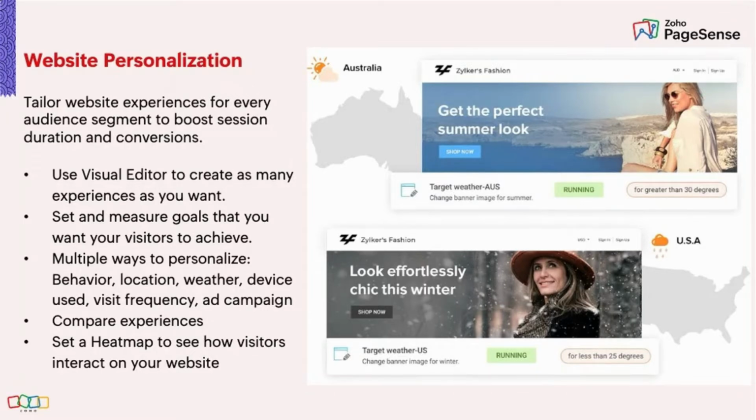You can also set specific goals such as a session duration or CTA clicks to track the performance of your personalized web page. You can also personalize your website based on a variety of factors, including behavior, location, weather, device use, visit frequency, ad campaign, and later compare the experiences to see which one performs the best. As I mentioned earlier, you also have the option here to enable heat maps to see how visitors interact on your personalized variations and view insights on visitor engagement.